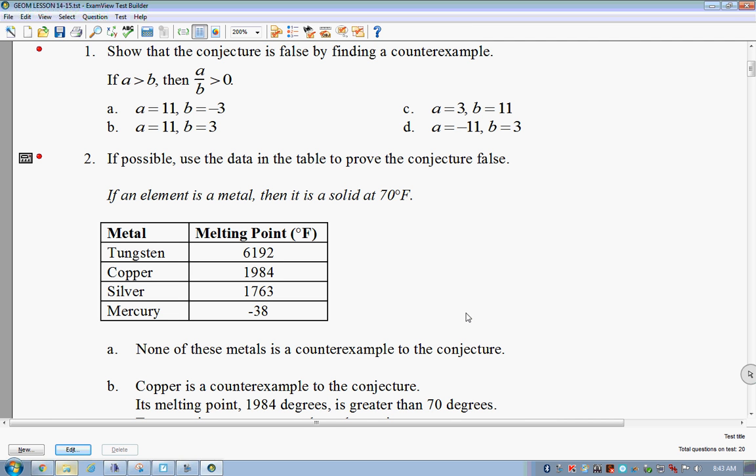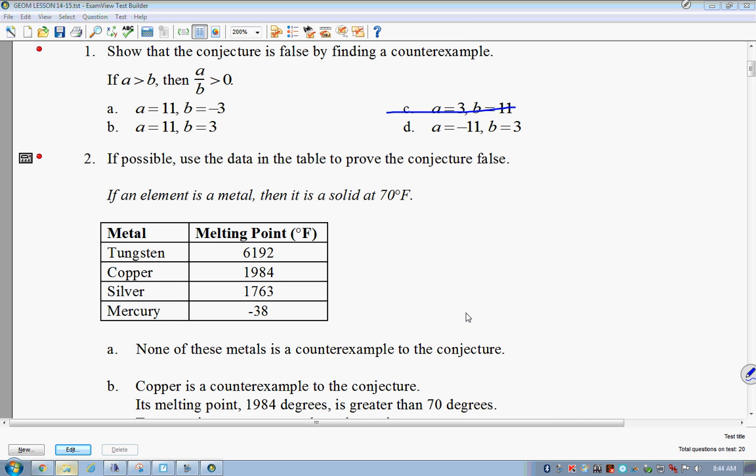Question number 1. More students struggle with this question than I thought would. It says, show that the conjecture is false by finding a counterexample. Keep this in mind. The first thing that I need is the hypothesis to be true. So I need to pick an option that is true for A is greater than B. Look at A. Is 11 greater than negative 3? B. Is 11 greater than 3? Yes. C. Is 3 greater than 11? Okay, so I can throw that out as an option.